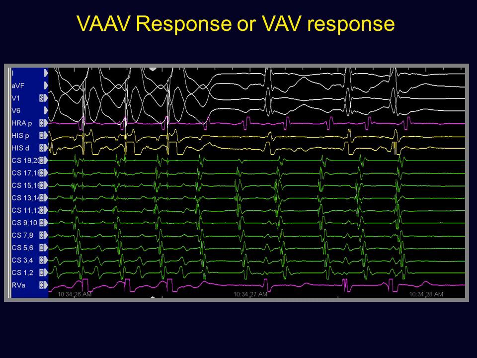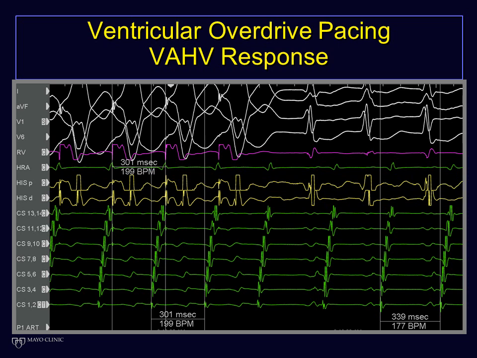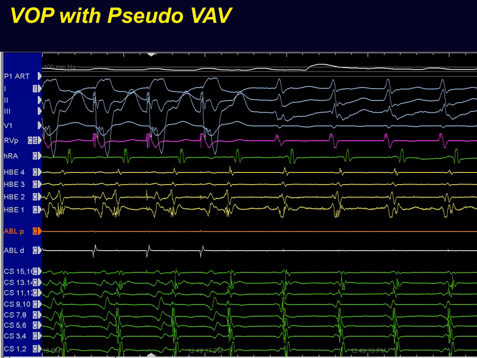Again, if your atrium is not fully captured, there's no point in interpreting the maneuver, and that's what this is. This is trying to trick you into a VAAV versus VAV. And although a left lateral pathway can sometimes ignore the right-sided pacing, you could get a VA His V response. This rules out a left atrial tachycardia. If this happens, the A was entrained by the ventricular overdrive pacing, you get a VA His V response.